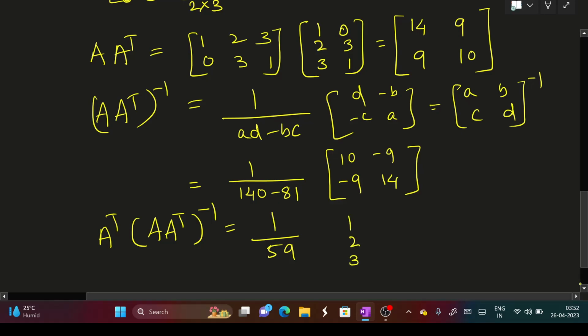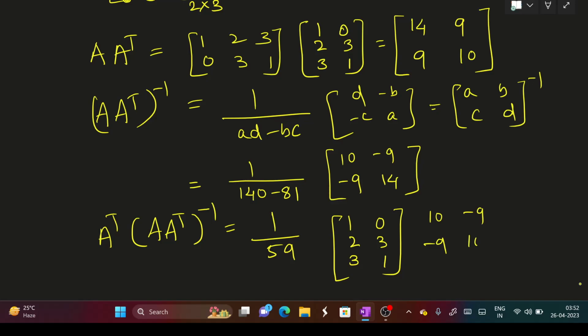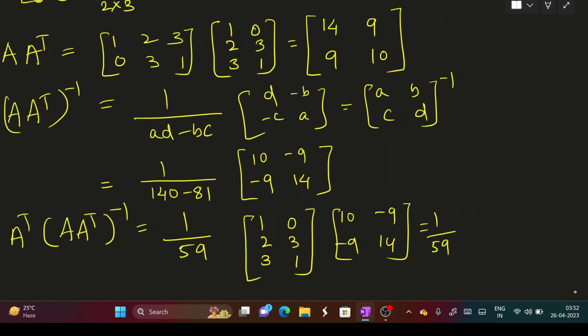1 2 3 0 3 1 multiplied with 10 minus 9 minus 9 14. So what to do? 1 by 59, let it be as it is. Then what will happen? 1 0, that is it is 10. Then it is minus 9. It is 2 into 10, 2 into 10, 20 minus 27. That is it is minus 7.